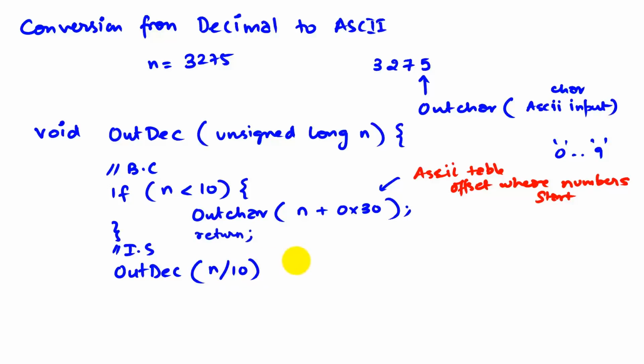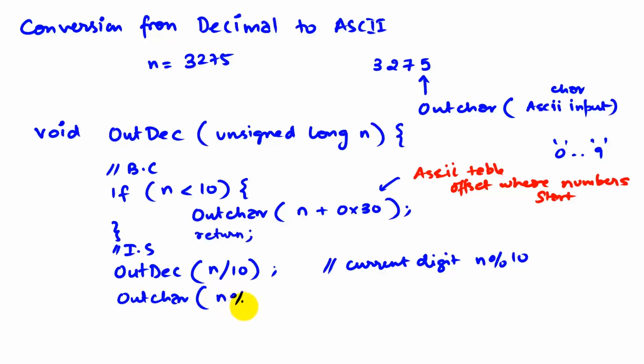The one digit I extracted, the current digit, can be extracted by doing n mod 10. So we know what the current digit is, and we'll make a note of that, but we're going to call ourselves with the remaining digits. So we're going to call outchar with n mod 10, which gives us a digit, and then again we need to add the offset, which is 30.